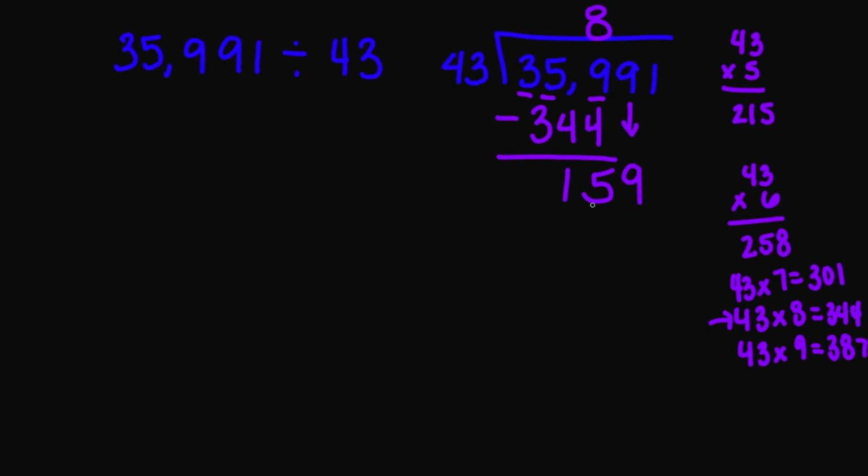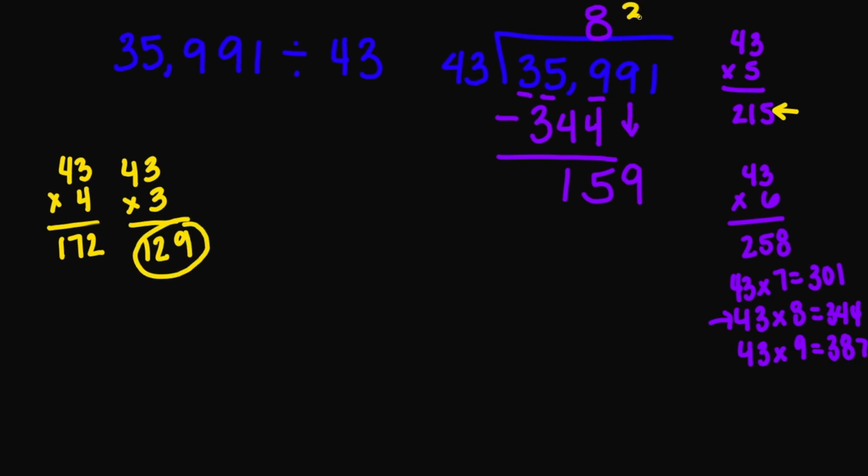43 goes into 159 how many times? All right, so we did 43 times 5 is 215. So let's go lower now. Let's try 43 times 4. So 43 times 4 is going to be 172. That's still too high. So let's try 43 times 3. And that's going to give us 129.